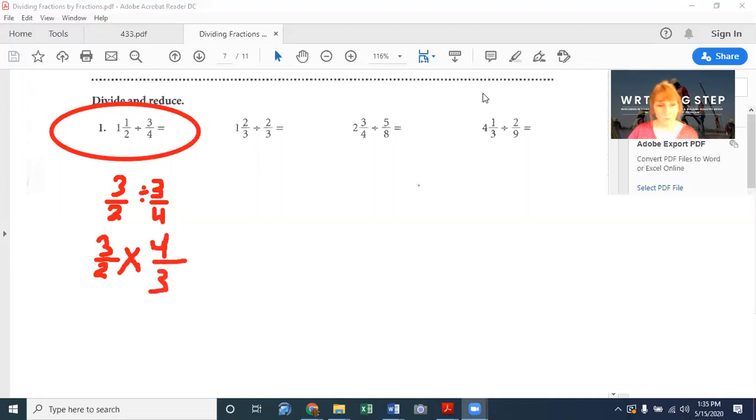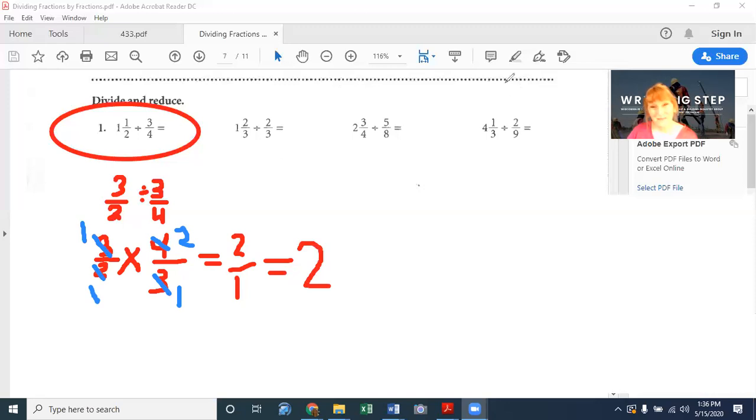I can cancel some things. I can cancel the 3's. That becomes a 1. And that becomes a 1. And I can also cancel the 4 into the 2. The 2 into the 4. 4 divided by 2 is 2. 2 divided by itself is 1. And my answer is actually very easy now. I have 1 times 2 on top and 1 times 1 on the bottom. So 2/1 is the same as 2. So that one, the answer is 2.